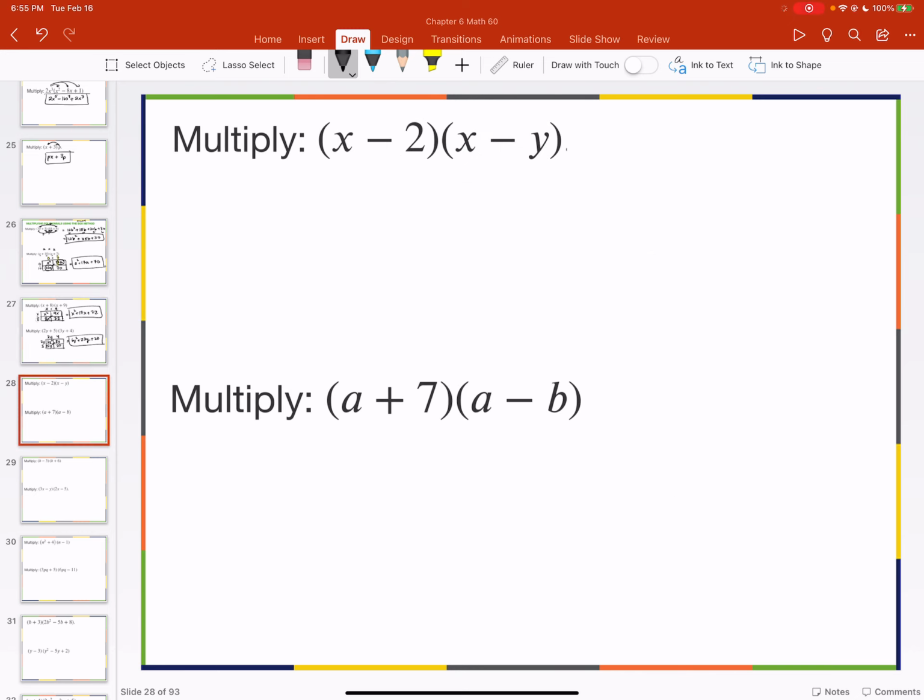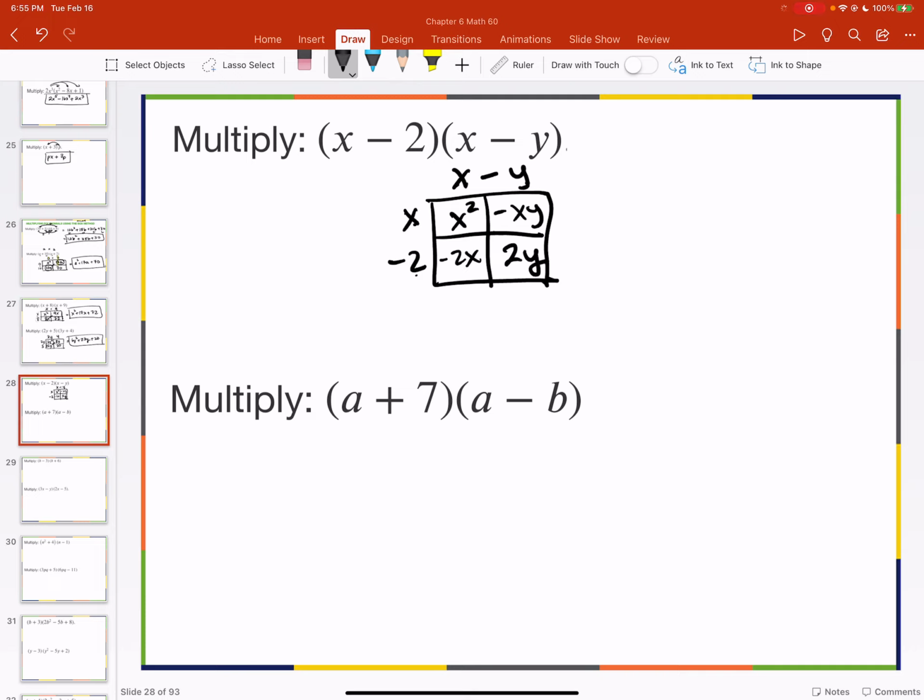Okay, so now this way, x minus 2, x minus y. So we need to make sure we take account for the negatives, right? X minus 2, you can write it that way, x minus y. So then x times x is x squared. X times negative y would be negative xy. X times negative 2 would be negative 2x. Negative y times a negative 2 is a positive 2y.